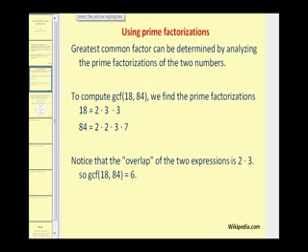Now we'll identify which factors they have in common. Notice 18 and 84 share a common factor of 2, and they also share a common factor of 3. Another way to think of this is that the overlap of these prime factorizations are 2 and 3. Therefore, 2 times 3, which equals 6, is the greatest common factor of 18 and 84.